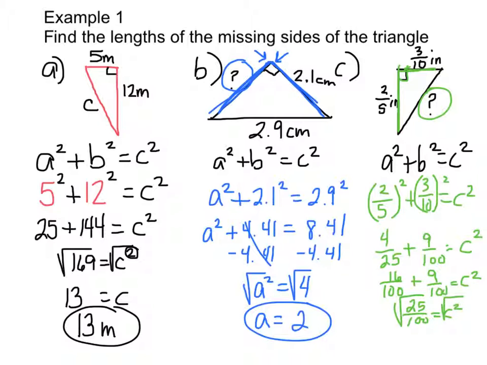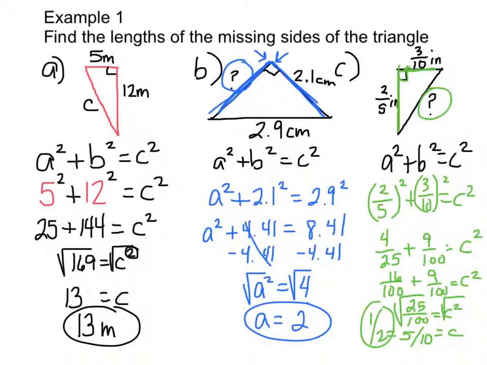Last step is taking the square root. The square root of 25 is 5. And the square root of 100 is 10. And so 5/10 simplifies into 1/2.